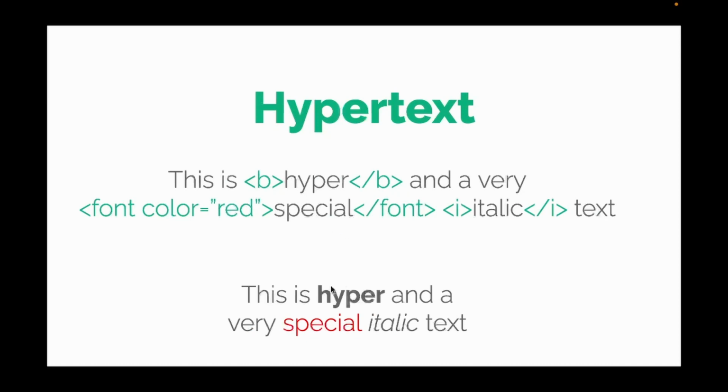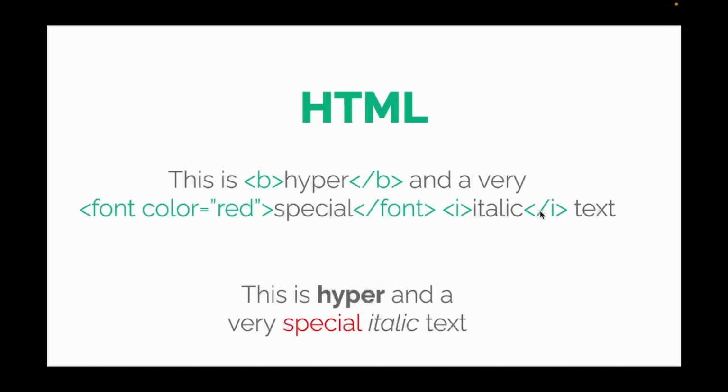In order to make a text hyper, we can use these tags. B for bold, so we will make this hyper bold, we'll make this special red using the font tag. And if we want to make something italic, we can use the I tag. So that's how we turned a very simple text into hypertext. And the technique that we used, or you can say the language we used, is hypertext markup language.